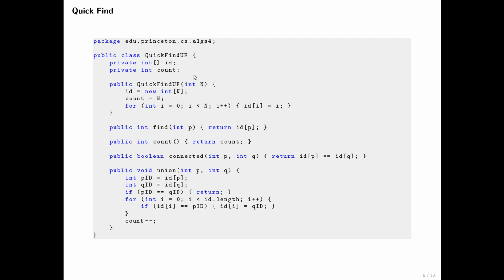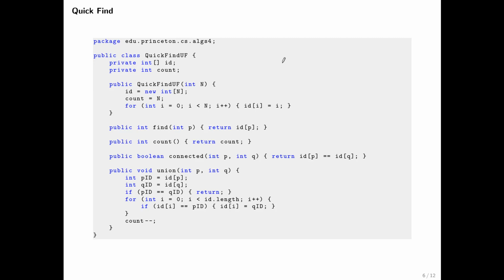Okay, so let's go through it. The two instance variables that we use in QuickFindUF are an integer array called id and an integer called count. Now id is going to be an array of size capital N, where N is the number of sites. All right, and each element in id is simply going to store the component identifier of the corresponding site.